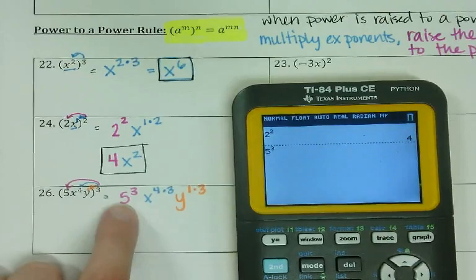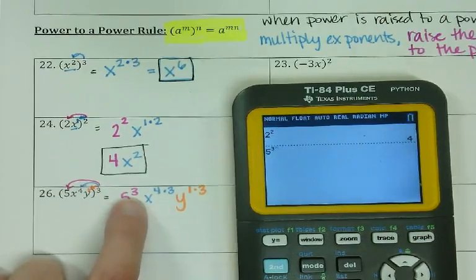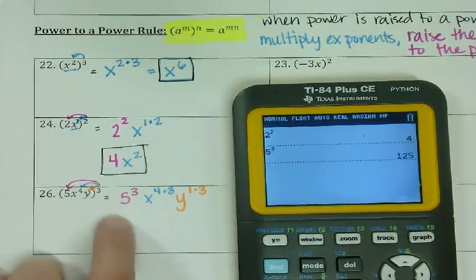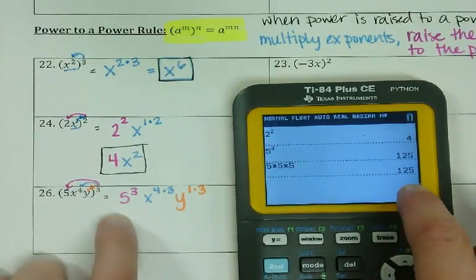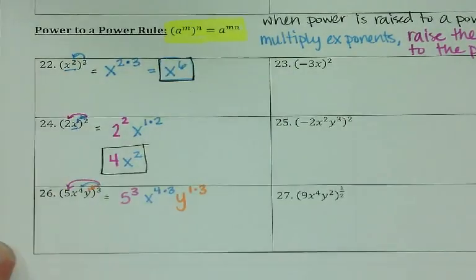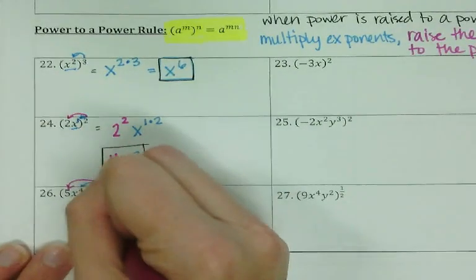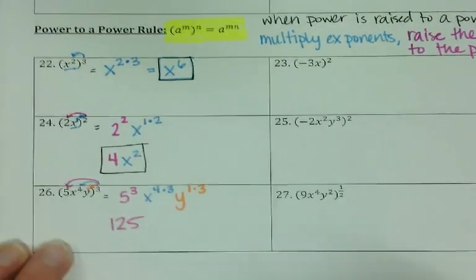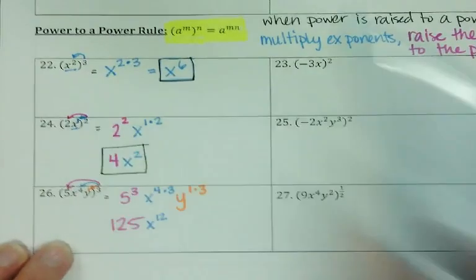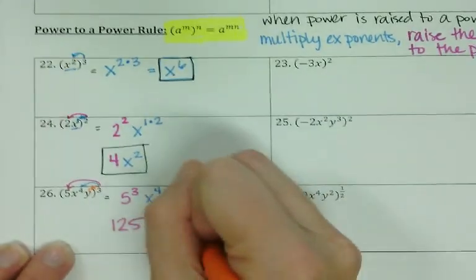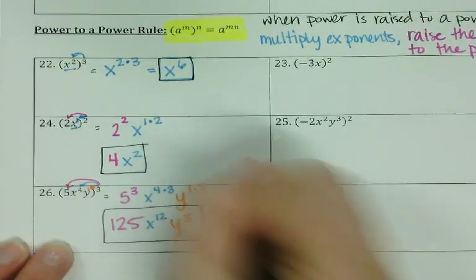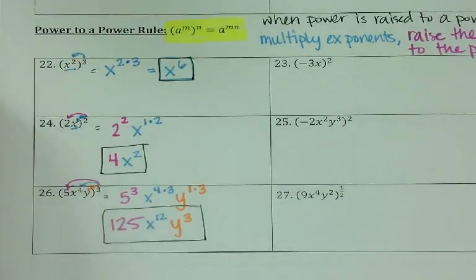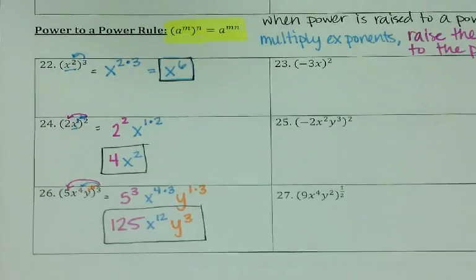We are not doing 5 times 3. We're doing 5 three times. So it is 125. So that right there gives us 125, x to the 12th, y cubed. So in this case, we are multiplying our exponents, and we are raising the coefficient to the power.